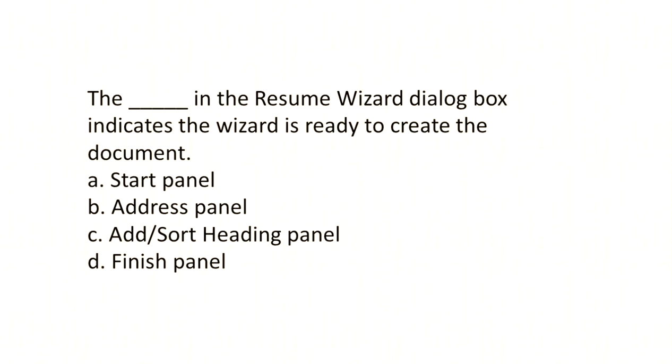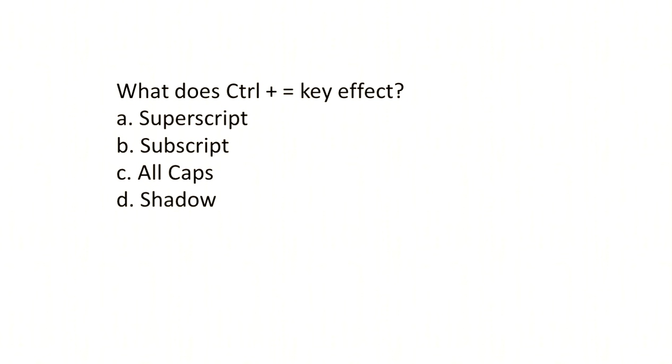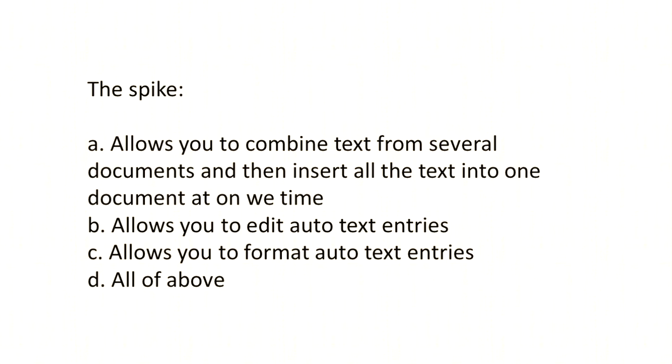Next, what in the Resume Wizard dialog box indicates the wizard is ready to create the document? Answer is the Finish panel. Next, what does Control plus equal key effect? Subscript. The Spike is, answer is, it allows you to combine text from several documents and then insert all the text into one document at one time.